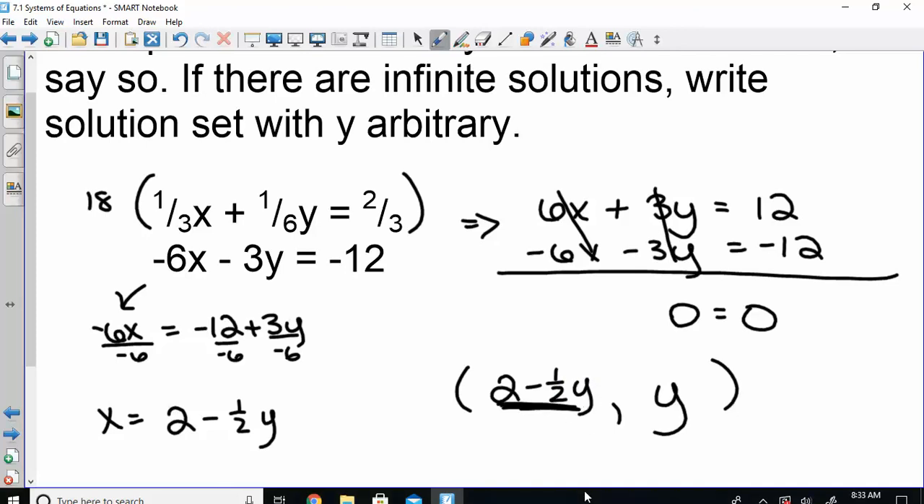So if I say y arbitrary, you have to replace your x with an expression involving y. So we just take one of them, solve for x, and that's how I describe my ordered pair. If I had said x arbitrary, I would have kept this as an x, and then I would have solved for my y. So that is the only twist, the only new thing. It's just how we write those solutions.